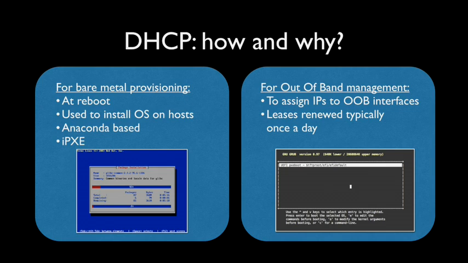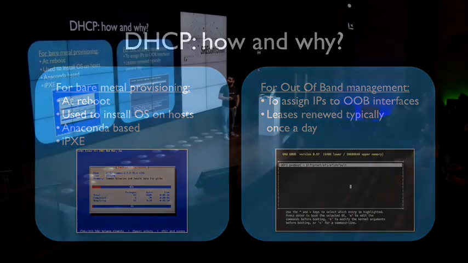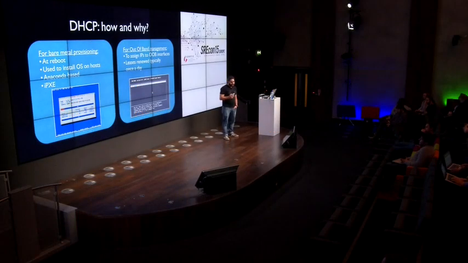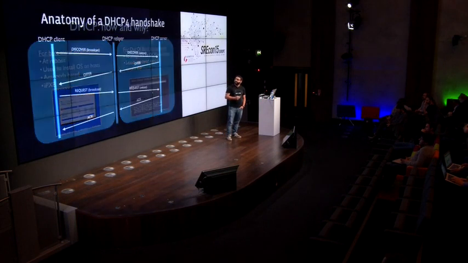The other reason we use DHCP is for configuring out-of-band management consoles. So we assign IPs to them, and they typically renew their leases between 24 hours and 38 hours. So there's not much traffic on the DHCP side, but there's a lot of automation.